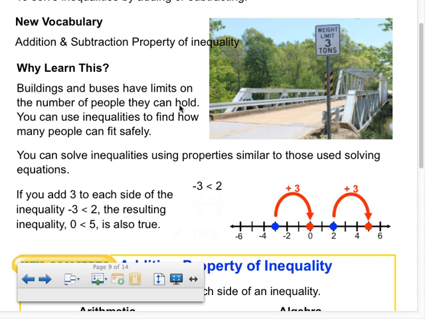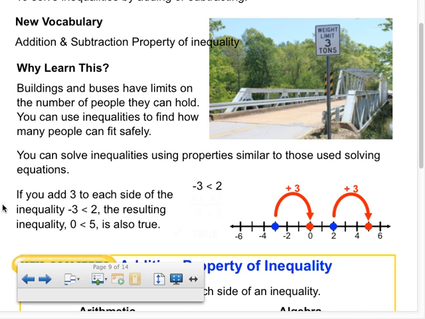It might break. It might not break the first time. It might just crack, but it's not guaranteed to hold anything more than that weight. And it looks like there's a river underneath it, and I wouldn't want my car to get dunked into water, because then it's a done deal. It's over with. Okay, so you can solve inequalities using properties similar to those used solving equations.